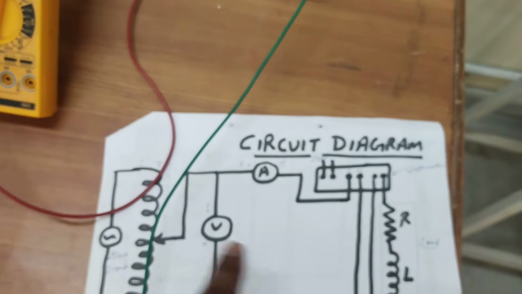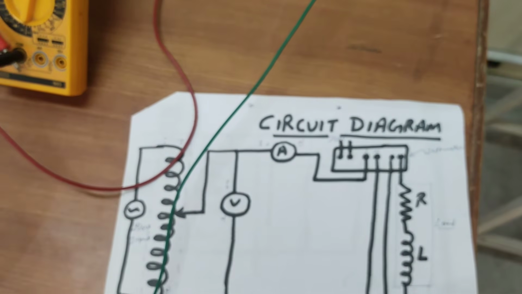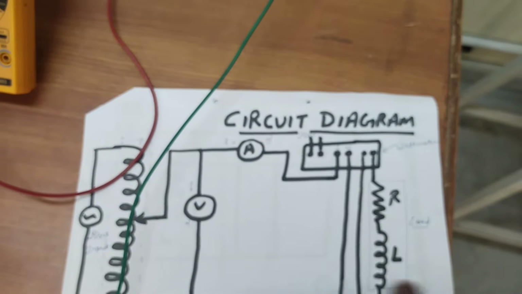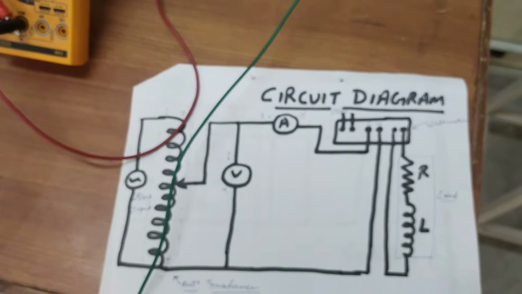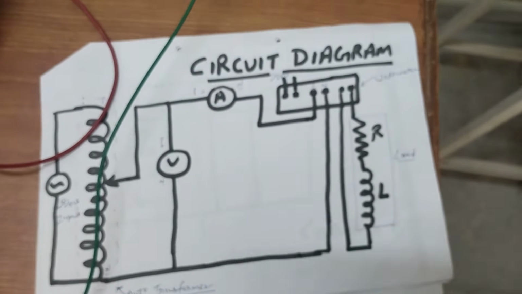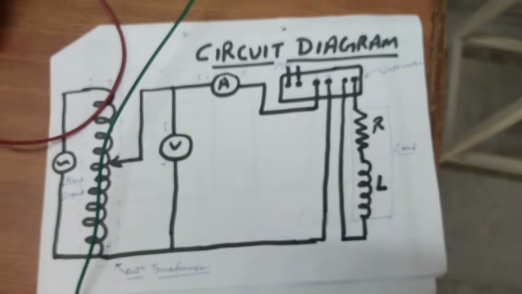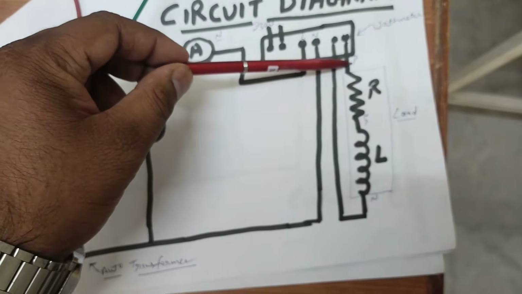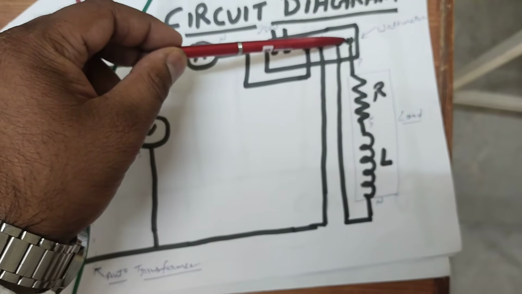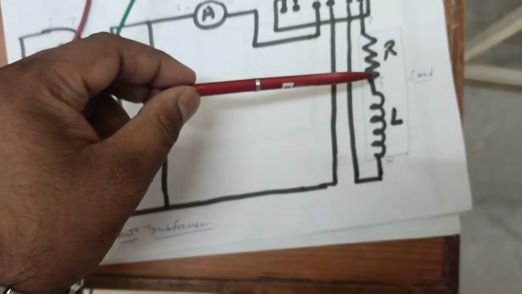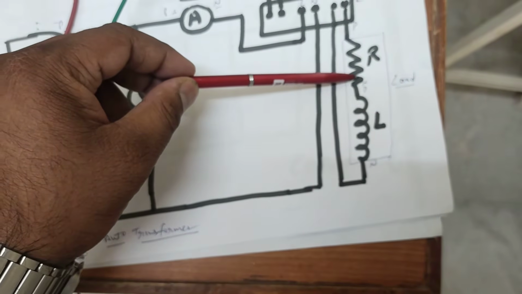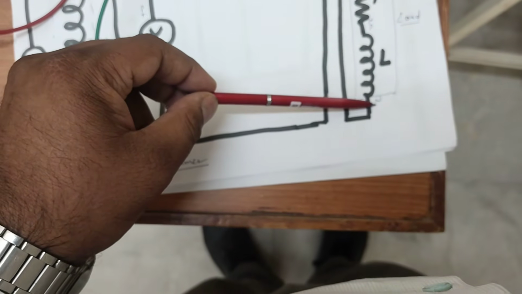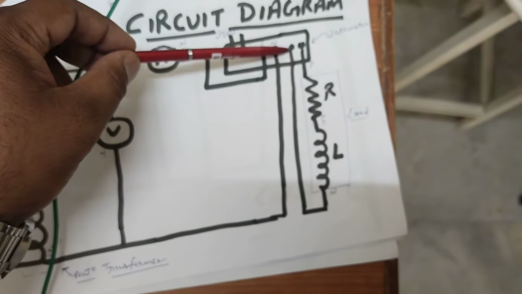Now I think the whole concept is clear to you. Now I will tell you how we make the series connection between the resistive load and the inductive load. So now, as I am telling you, the phase terminal of this resistive load is connected with the wattmeter, and here the neutral terminal is connected with the phase terminal of the inductive load, and here the negative terminal is connected with the wattmeter.